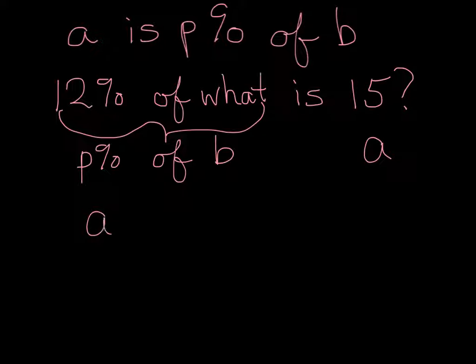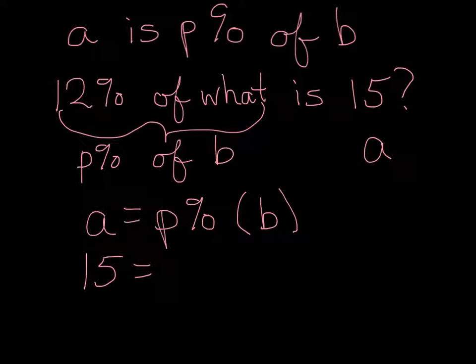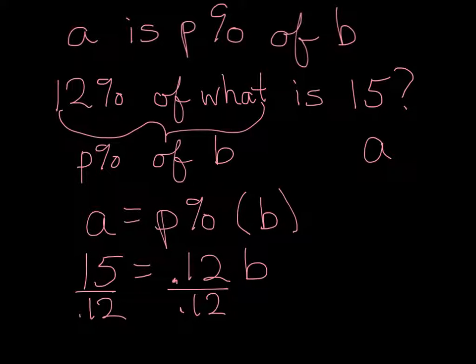So if we say A is equal to P% times B, then we know that A is 15, the P% is 12, so I will put in a 0.12 because I'm going to convert that to a decimal, times B. Now we can just do simple algebra, divide both sides by 0.12 to find out what B is. Okay, so B is equal to 125. Okay, so that's kind of what we're doing in all these problems. Let's do one more example.